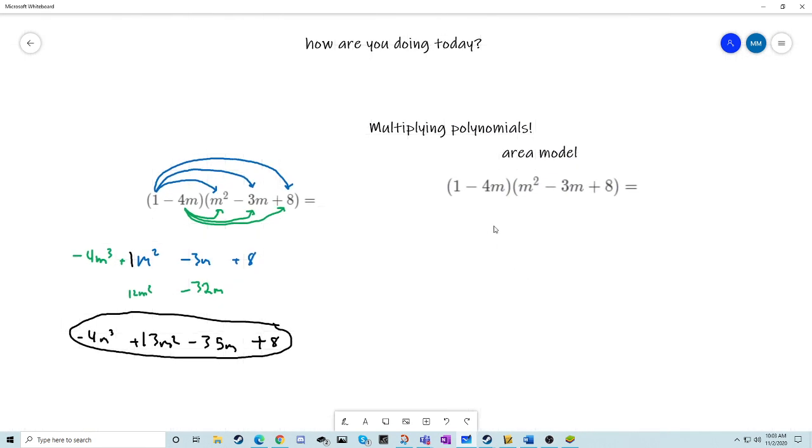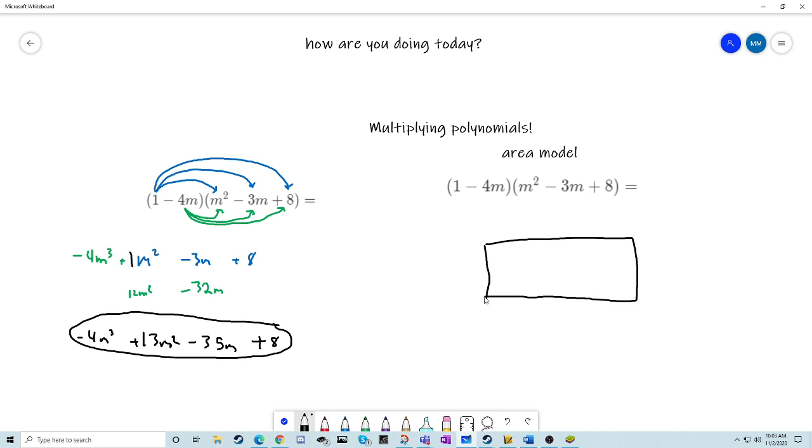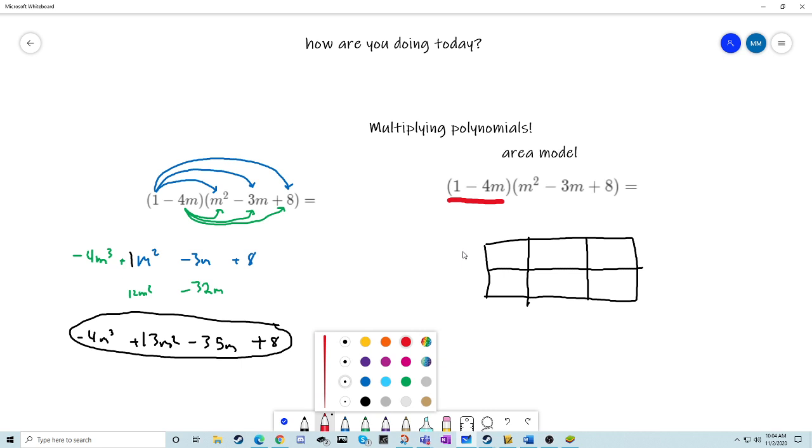And this way is pretty cool because you can actually just make a rectangle. It's a 2 by 3, so I need to make a rectangle with 2 boxes tall on one side. So I cut it in half to make it 2 tall. And then I'll make it 3 boxes on the other side, so 1, 2, 3.